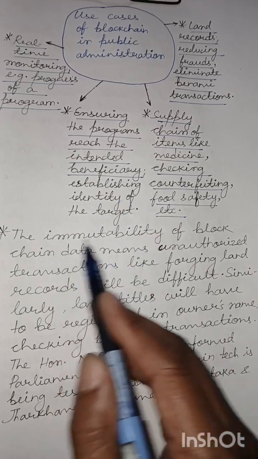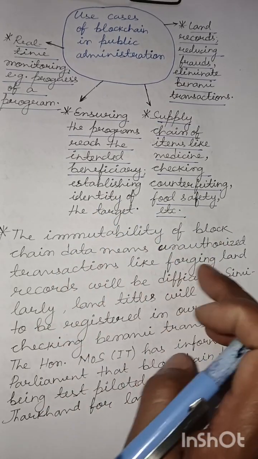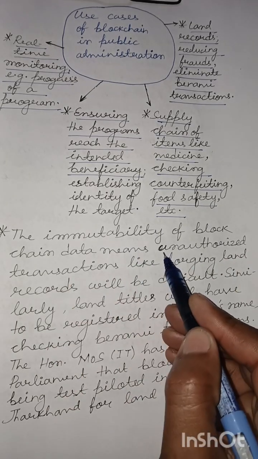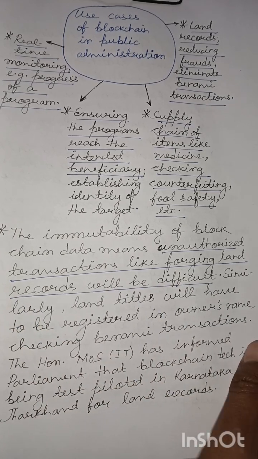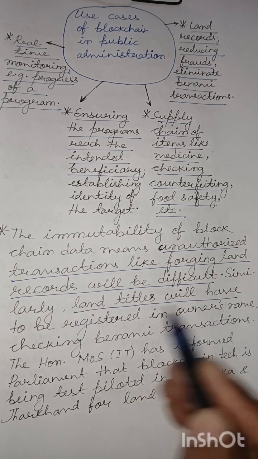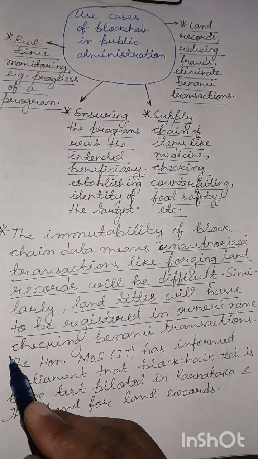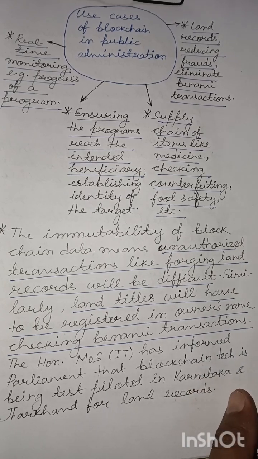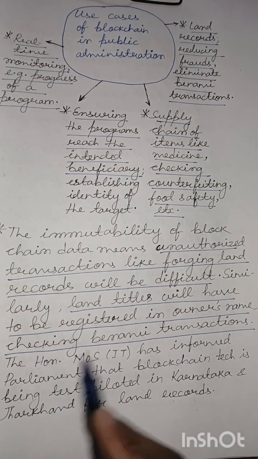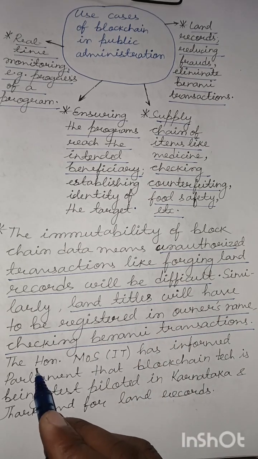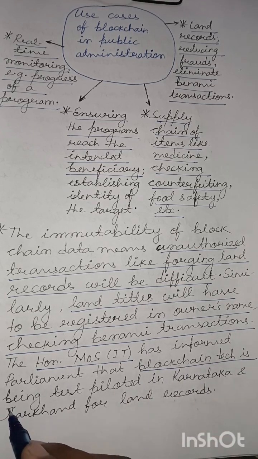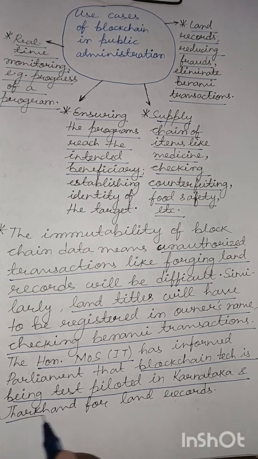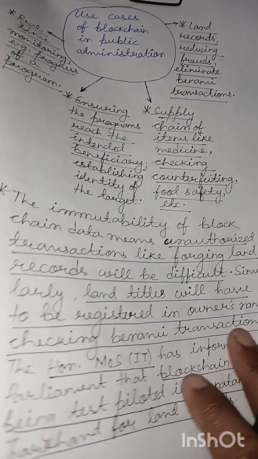Now, taking up these points in detail, the immutability of blockchain data means unauthorized transactions like forging land records will be difficult. If not impossible, it would be difficult to forge land records. Similarly, land titles will have to be registered in the owner's name, checking Benami transactions, because they cannot be unauthorizedly transferred to the name of someone else. The Honorable Minister of State for Information Technology in the Union Government has informed Parliament that blockchain technology is being test piloted in Karnataka and Jharkhand for land records. So again, we have real life use cases for blockchain technology in India.